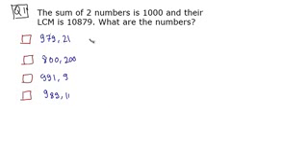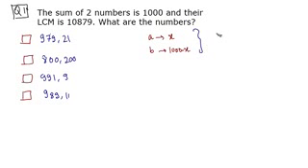The sum of two numbers is 1000 and their LCM is 10,879. What are these numbers? So you have been given the sum of two numbers. Let's say that these two numbers are A and B. If we consider A to be X, B would be 1000 minus X, because the sum is 1000.